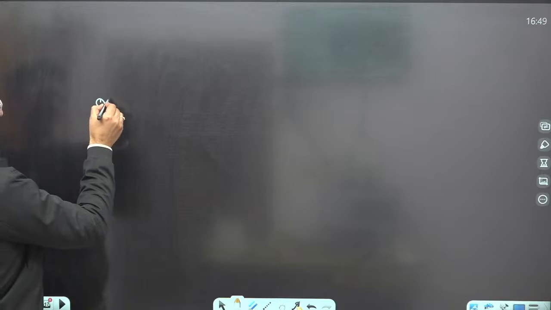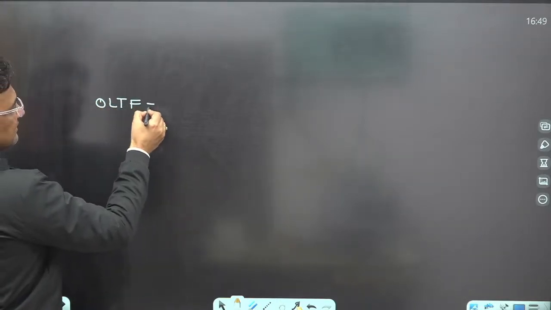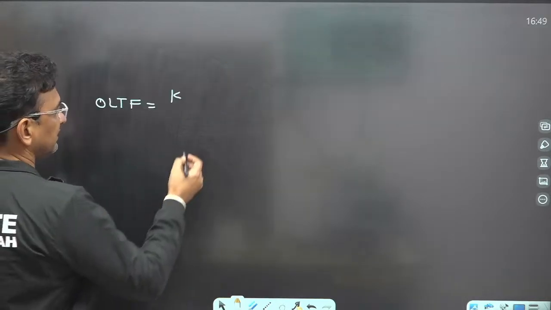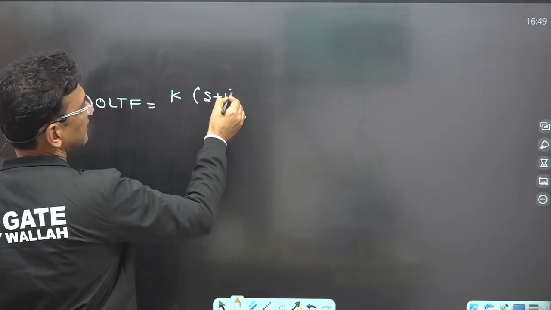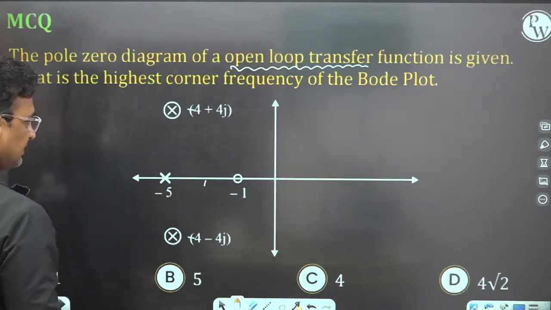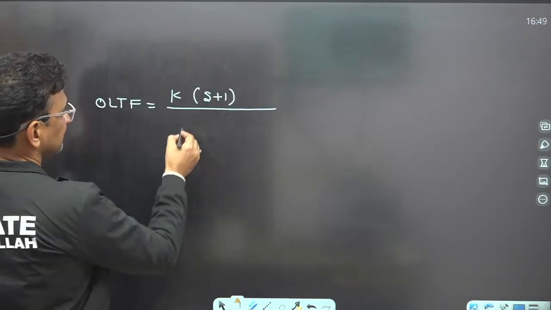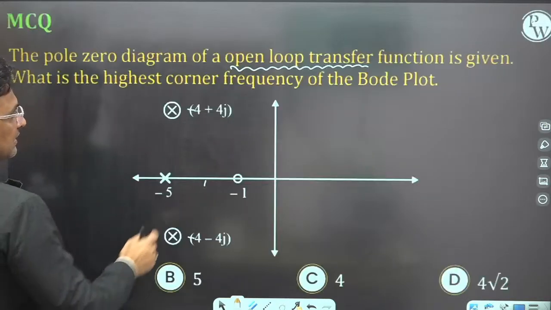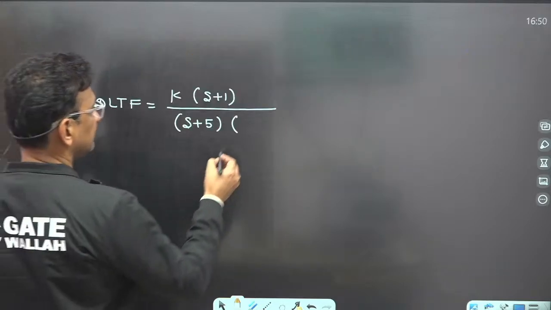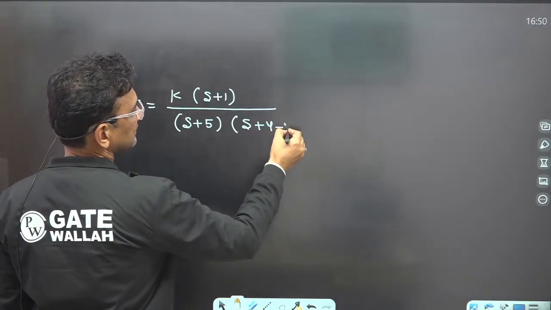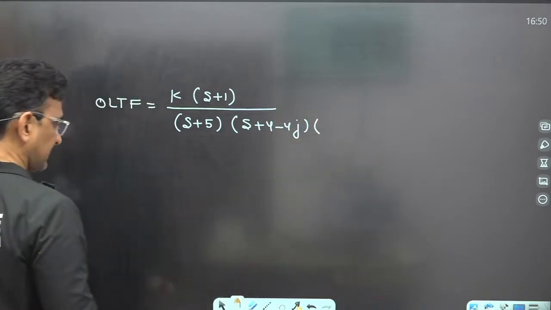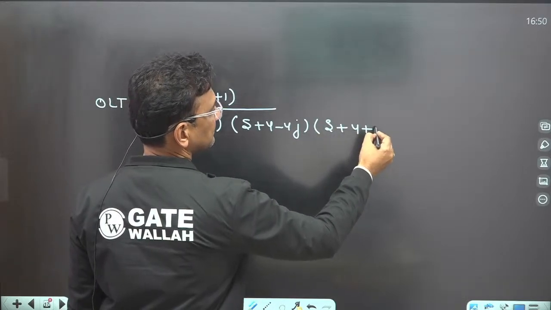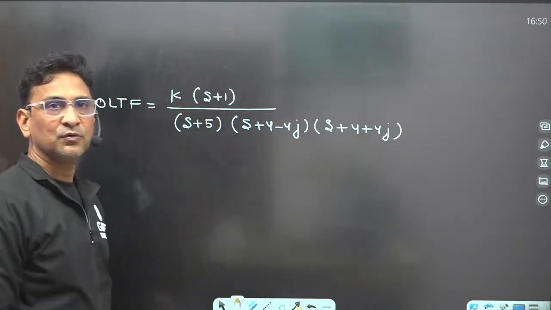So the open loop transfer function, that means GsHs. It has 1 zero at -1, so it becomes S plus 1. Divide by 1 pole at -5, so it becomes S plus 5. 1 pole at -4 plus 4j, so it becomes S plus 4 minus 4j. And -4 minus 4j, so S plus 4 plus 4j. Clear? So you can easily find out the open loop transfer function.